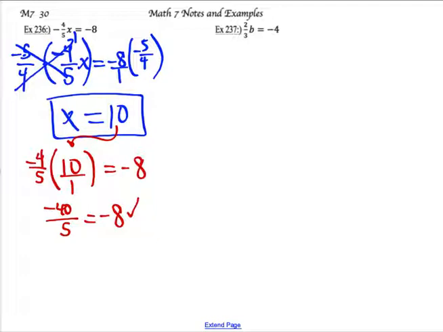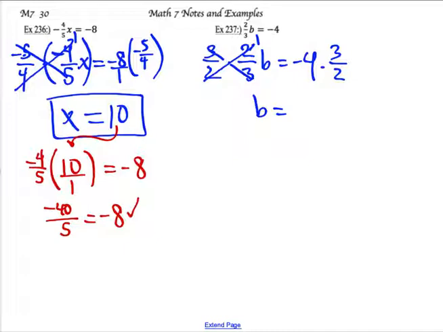Okay, next example. 2/3 of b equals negative 4. Since I'm dealing with a fraction, I'm going to want to use multiplication to get rid of the number multiplied by b. Here it'll be 3/2. Now 3 times 2 is 6. 3 times 2 is 6. So all of this reduces away to 1. We get 1b.